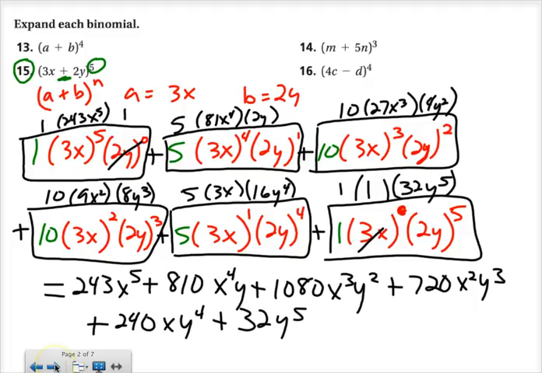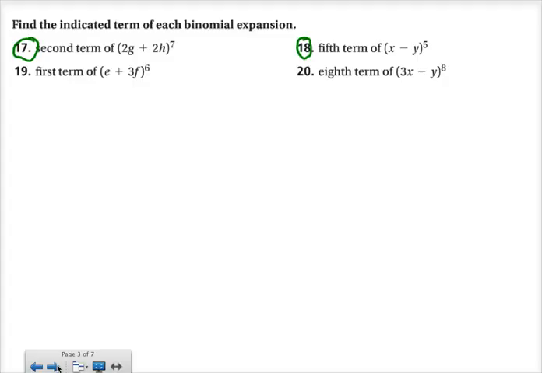So just be careful with your ABCs. Again, you can put the C's in there if you want to, or you can go ahead and use Pascal's triangle. Pascal's triangle is quite a bit easier. All right, now we're looking for number 17.